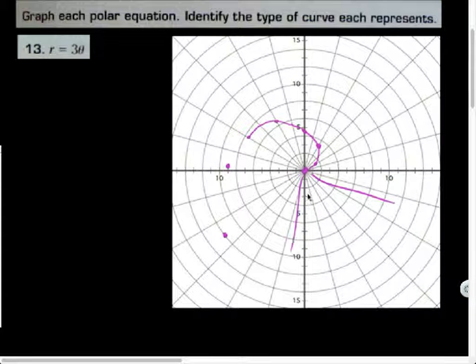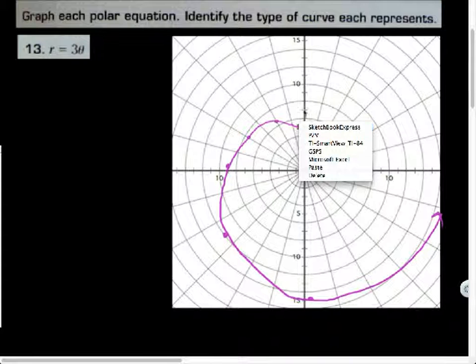I can't decide which side of that it's on, but it doesn't really matter. 5 times 3 is 15. And so let's just say it's like right there. So you can see that this is a spiral of Archimedes. And it would just keep getting further and further out. And it actually keeps looping forever if you have an unrestricted domain for theta. So that's kind of what we've got going on there.